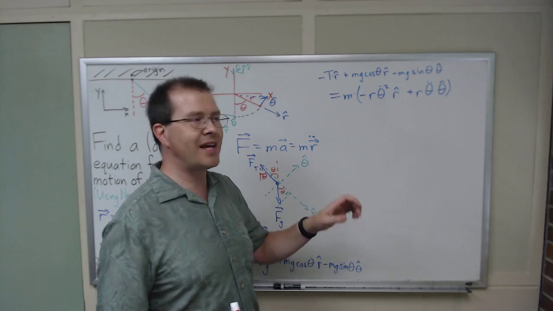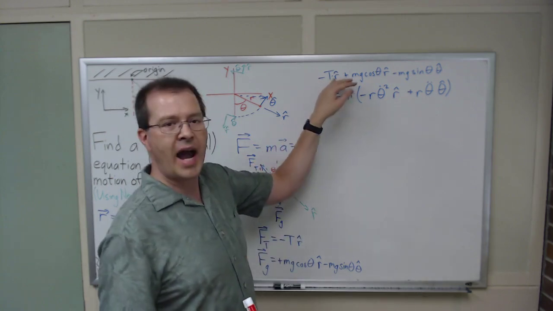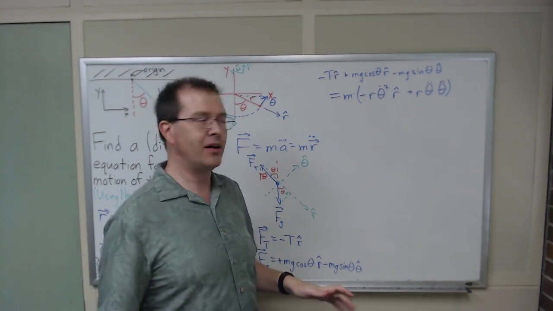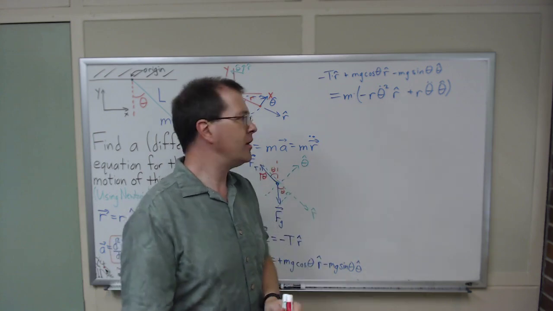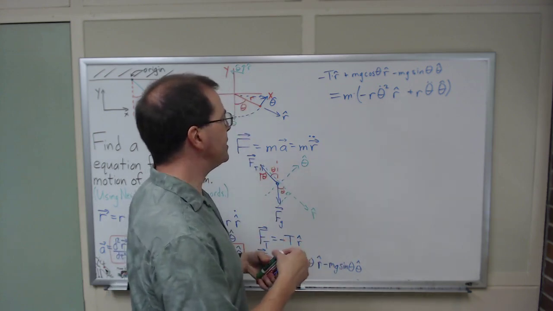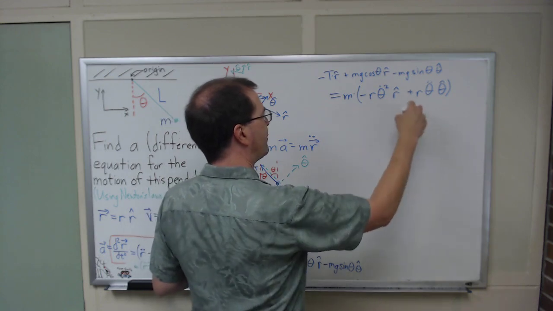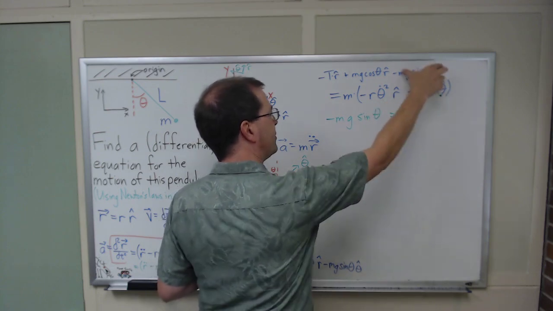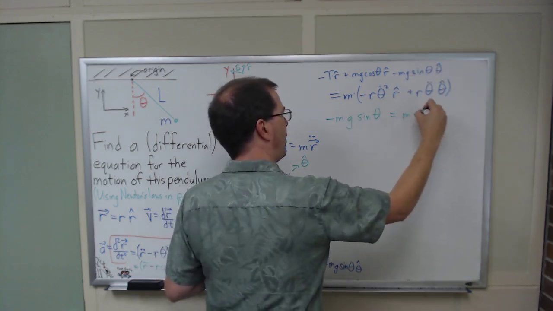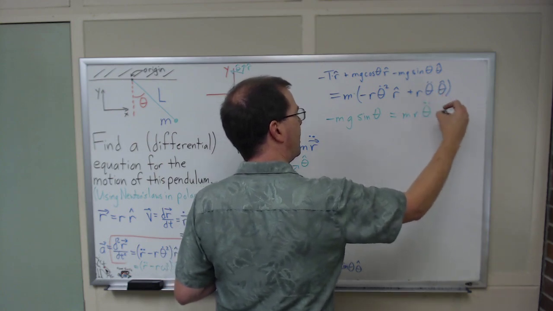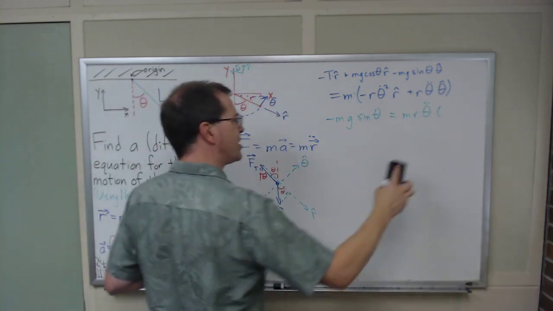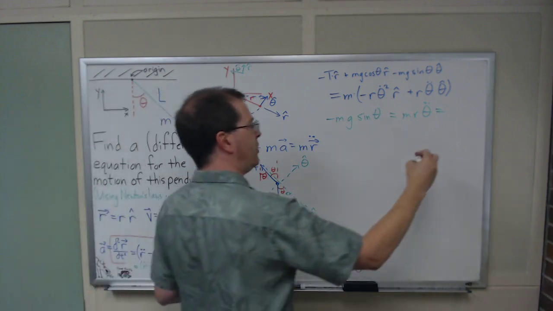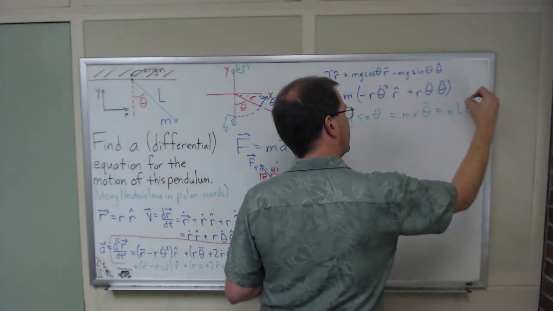It turns out, the way this is set up, the tension force is only in the r hat part. I don't care what the tension force is, so I'm going to ignore the r hat components entirely. I'm just going to look at the theta hat component, which tells me I've got minus mg sine of theta on the left has to equal m r theta double dot on the right. And I should say my r on the right, the distance I am from the origin, is just the length of my rod, L. So this is m L theta double dot.